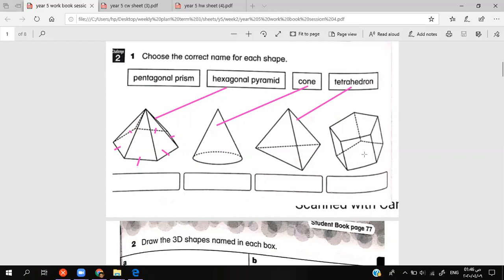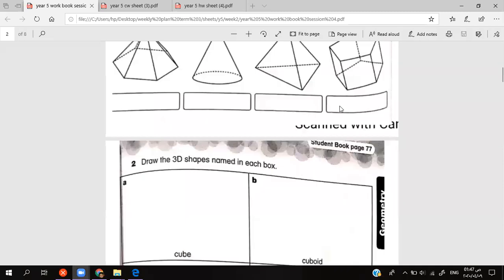Okay. What about here? Okay, this is a prism, because its two ends are the same. What's its name? It's according to the number of sides of the polygon ending. 1, 2, 3, 4, 5. 5 is a pentagon, so it's a pentagonal prism.